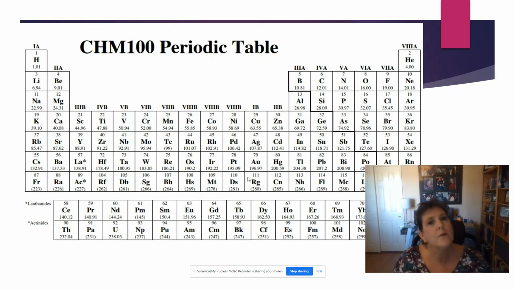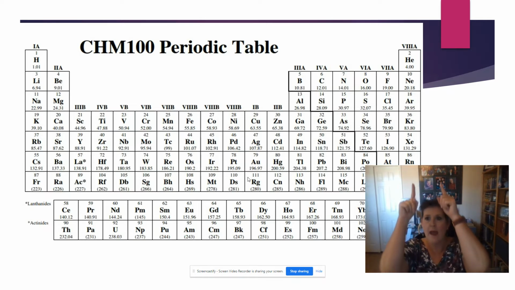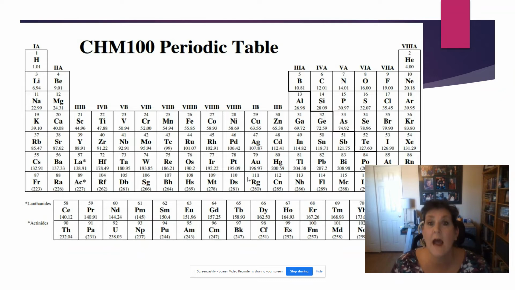So where are the nonmetals? Yeah, they're above me on the right side of the stair-steppy line. There's not as many nonmetals. In fact, there's quite a few less nonmetals than metals. But carbon, C, nitrogen, N, oxygen, O, those are nonmetals. And the last column, the noble gases, helium, He, neon, Ne, argon, Ar, and so forth, the noble gases are all nonmetals. So the nonmetals are on the right side of that stair-steppy line.